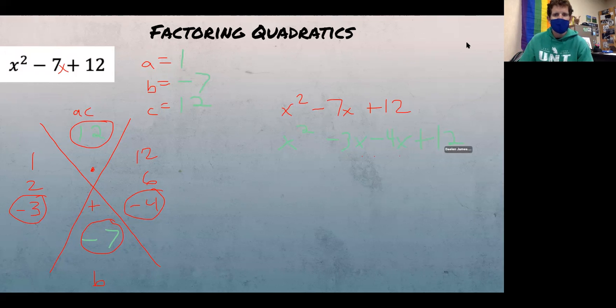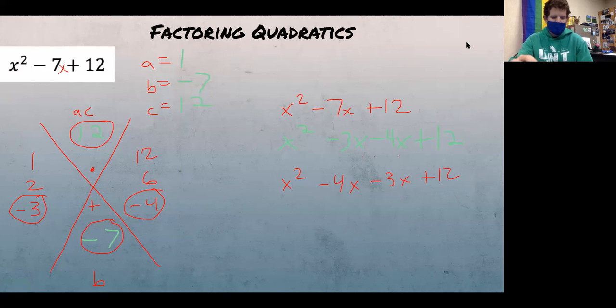Okay. There it is. And again, if you want to switch it up and put the negative 4x and then the negative 3x, that's totally fine. X squared minus 4x minus 3x plus 12 is the same thing. We're going to get the same answer no matter what, so we're good with either one.